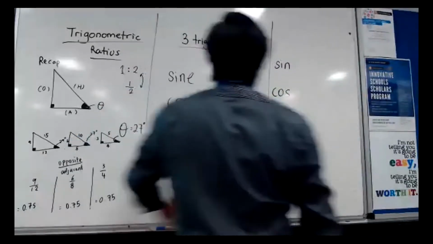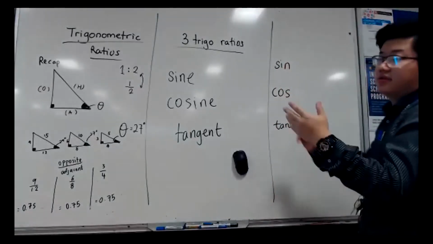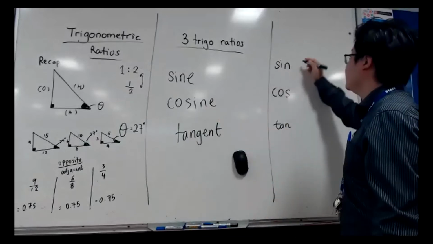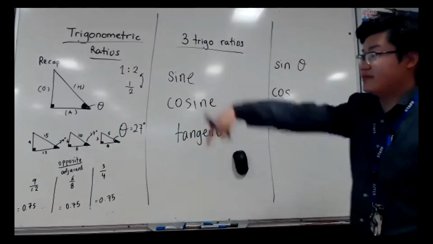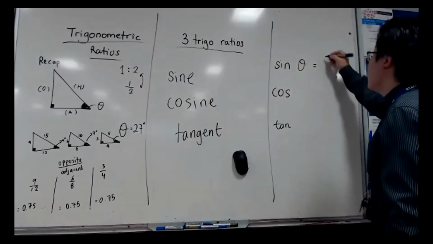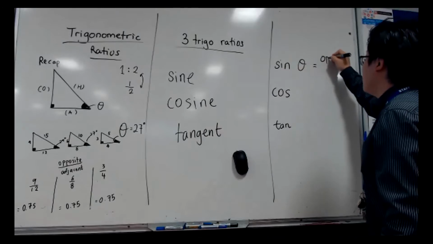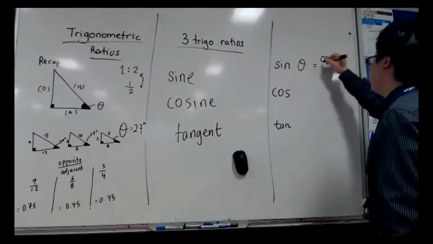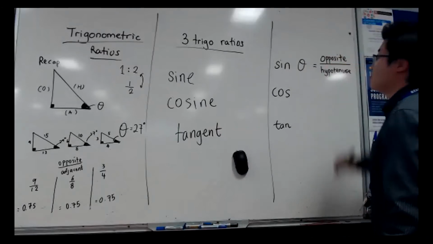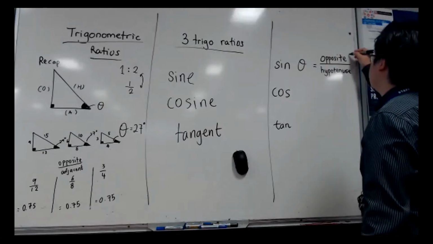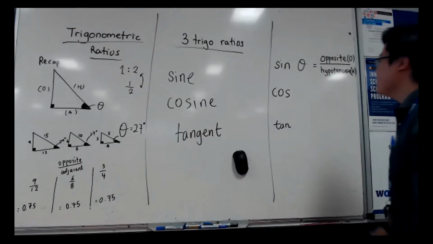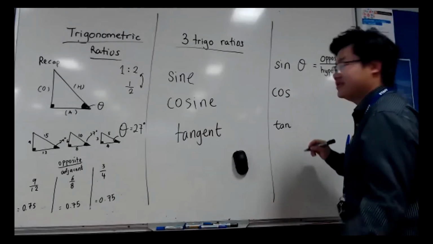Now, sine, cos, and tangent, the 3 trigo ratios. First and foremost, you got sine. Now, sine theta. Theta is your reference angle, isn't it? So sine theta equals to opposite, I'll write it in full for now, over hypotenuse. Or what I would much prefer to summarize it into, O over H. Easier that way.